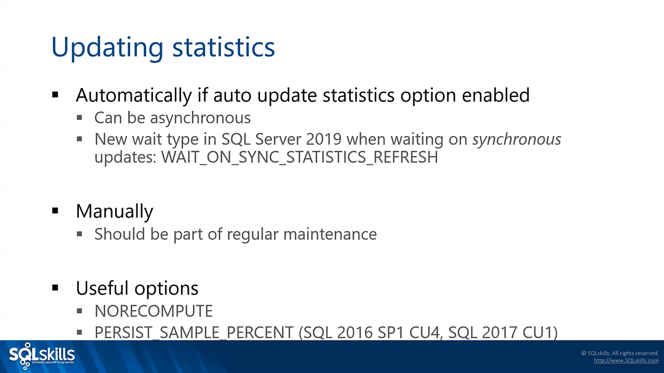Persist sample percent I use for tables that have a lot of skew and I want to have a full scan for. So I'll do a persist sample percent of a full scan for indexes that are volatile, so that when it updates subsequently, it doesn't go back to a default sample. It always has the sample percent that I've specified, which is typically a full scan. That was introduced in 2016 SP1 CU4 and 2017 CU1, and obviously it's there in 2019 as well.